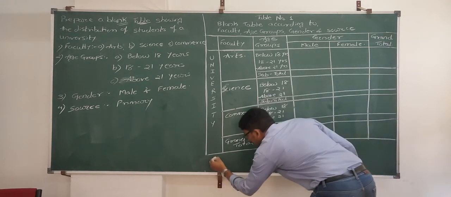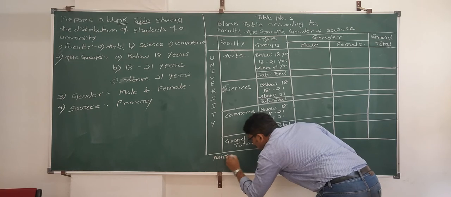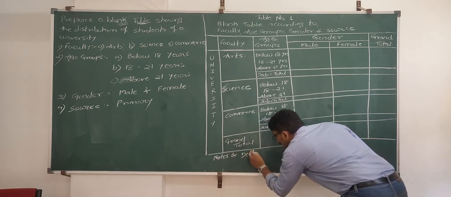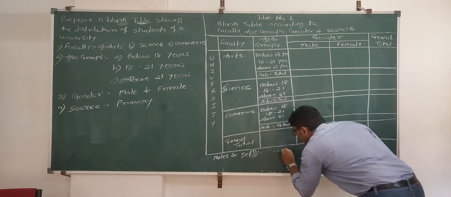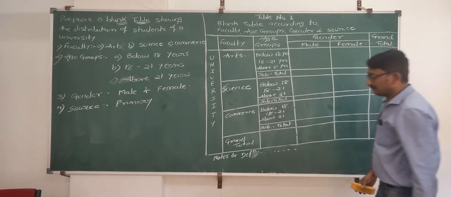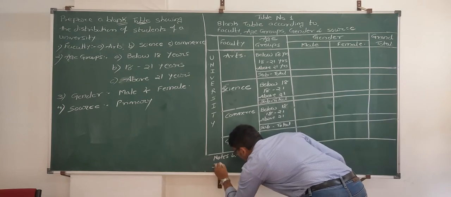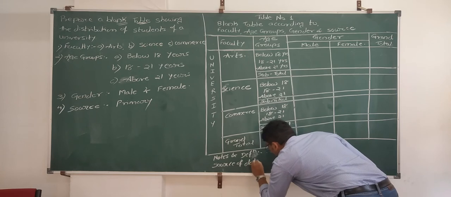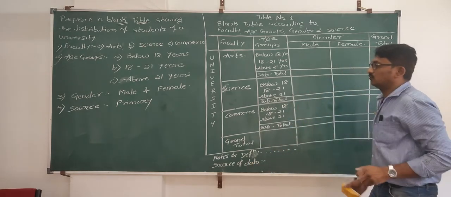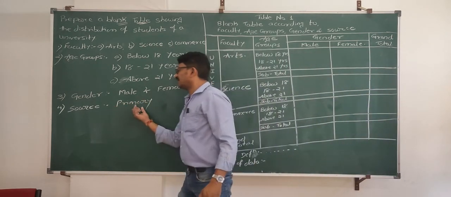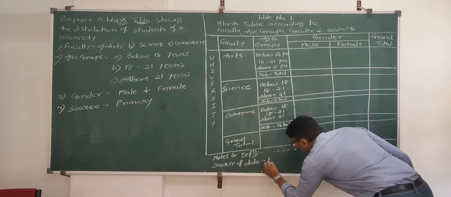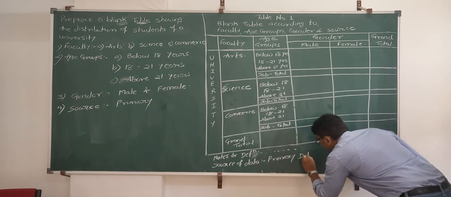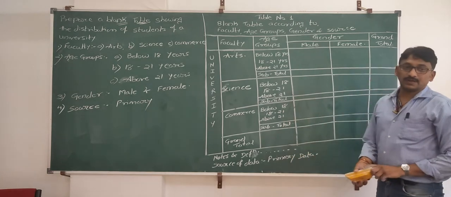After this, below this, you write notes and definitions. Nothing is given here, so keep it blank. And below this we have to write source of data. Check whether the source of data is given or not. Here it is given as primary. So right here, source of data is primary.